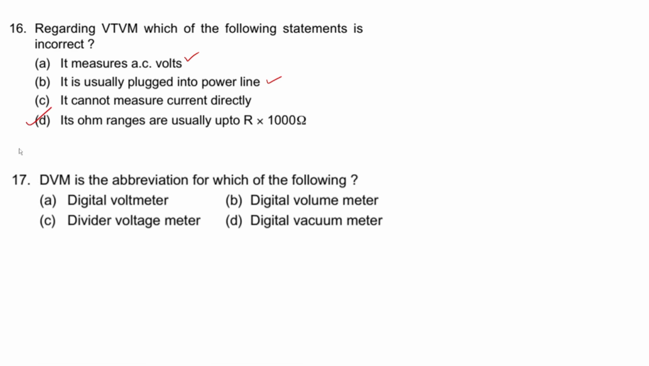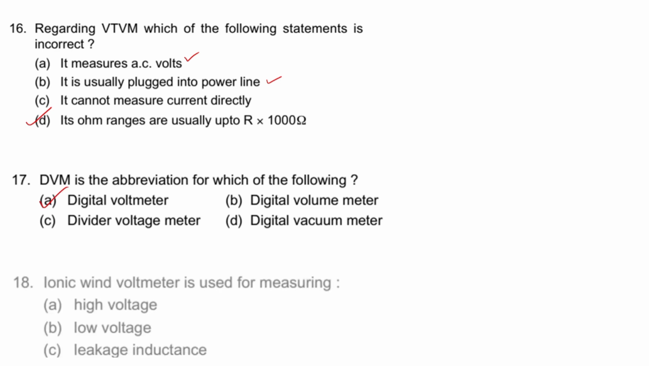Next, DVM is the abbreviation of which of the following? That is option A, digital voltmeter. That is the correct answer.